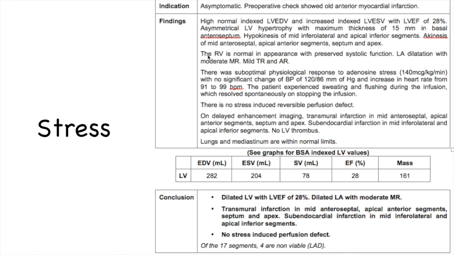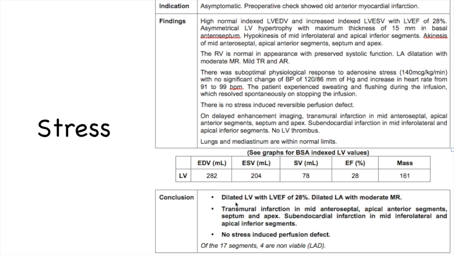In this, we do add a section on the stress perfusion parameters, the dose at which we have given adenosine. There was no significant change in BP of this patient, while the heart rate increased from 91 to 99 beats per minute. And then we talk about whether there is stress-induced perfusion defect or not. Then we talk about delayed enhancement.